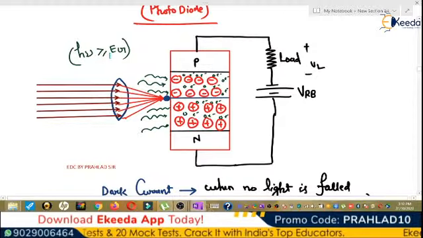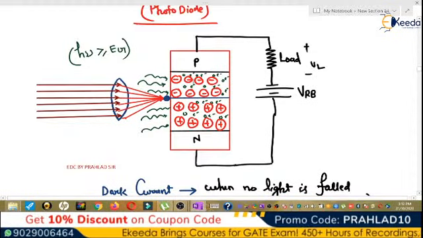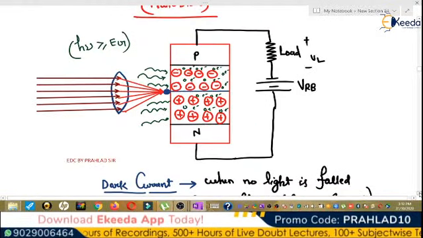If this energy is greater than the energy band gap, then a large number of electrons and holes appear in the depletion layer. After appearing in the depletion layer, these electrons and holes move in the circuit due to the reverse bias effect, and current suddenly flows. Current suddenly increases here.